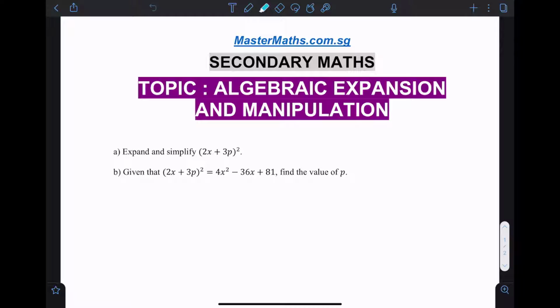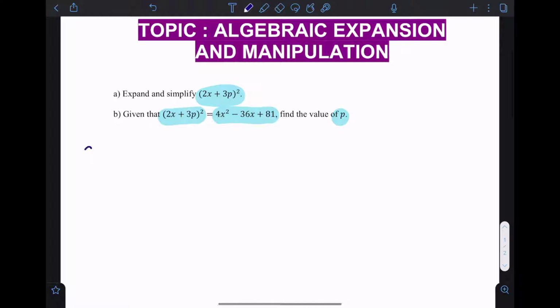First question, expand and simplify (2x + 3p)^2. Second one, given that the same expression is equal to 4x^2 - 36x + 81, find the value of p. Alright, now for the first question, we just need to employ our special products formula.